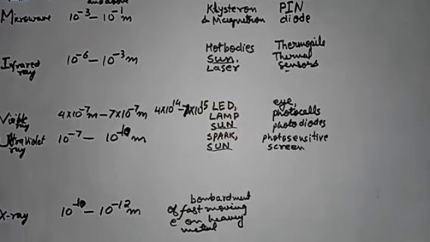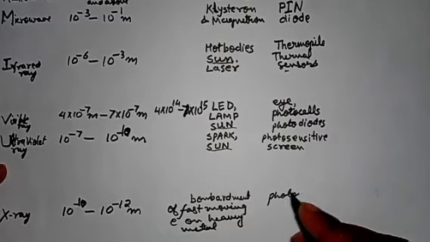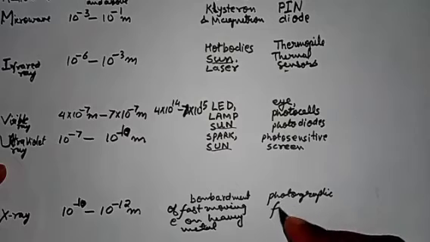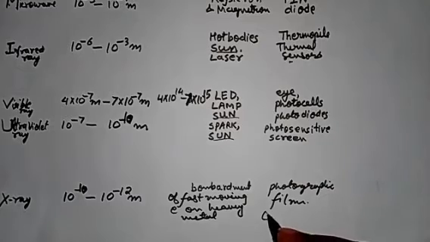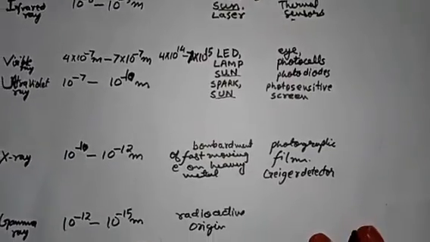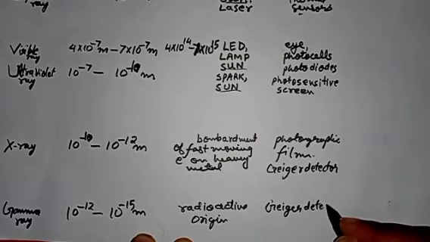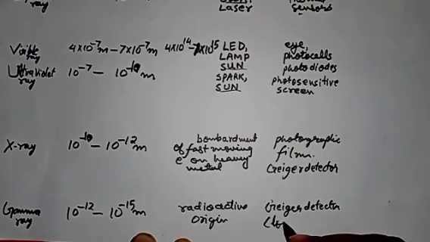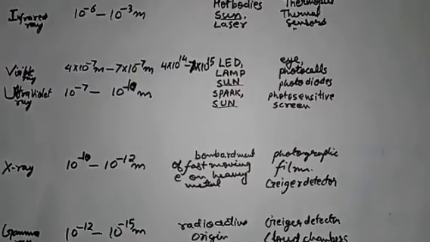X-rays, where they are produced, they are also detected in the same way, on photographic plate, film. And there are some detectors called Geiger detector. And gamma, again Geiger detector. Cloud chamber, these are made to trace these radiations. Okay, so next is their uses.